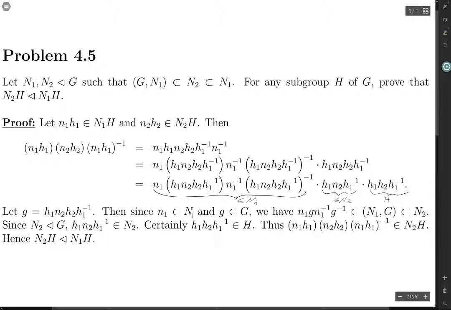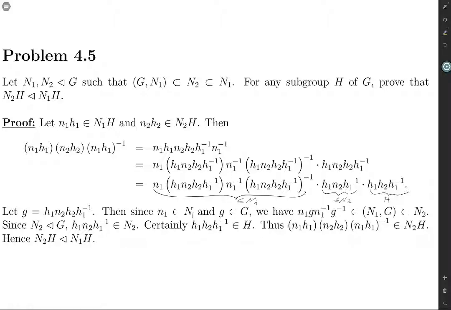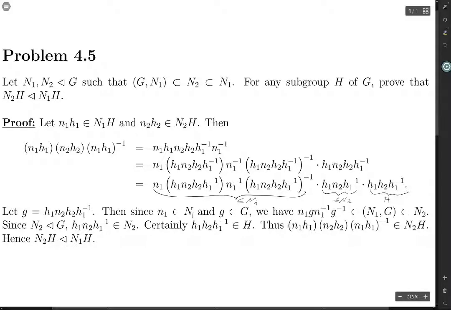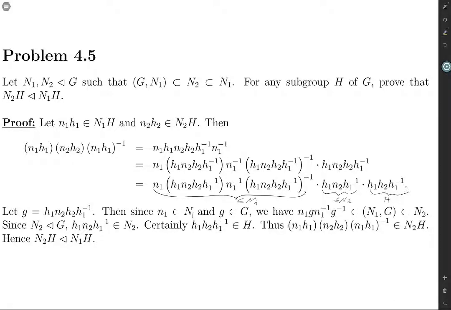And so that means that what we started with, this n1h1 n2h2 (n1h1) inverse, is an element of N2H, because all this junk here is in N2 and all this stuff on the end is in H. But that's exactly what you need to prove normality, and hence N2H is normal in N1H. And that's exactly what we wanted to prove, and so we finished the proof.